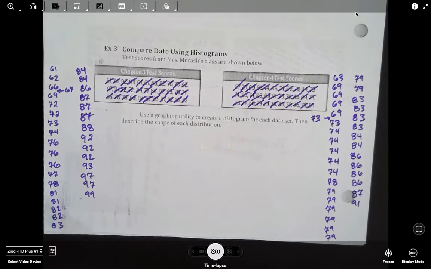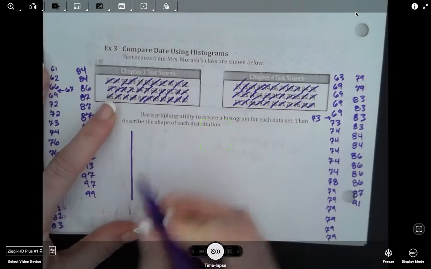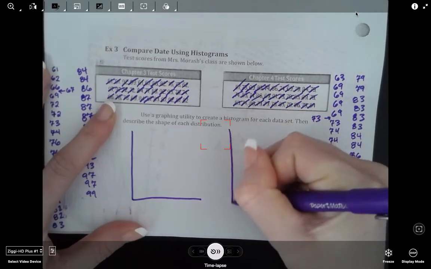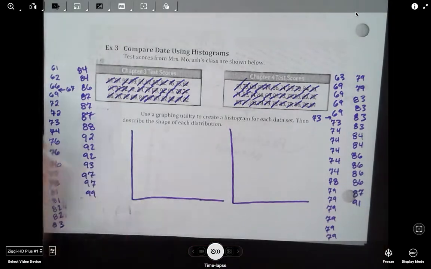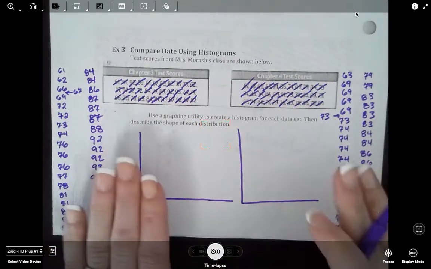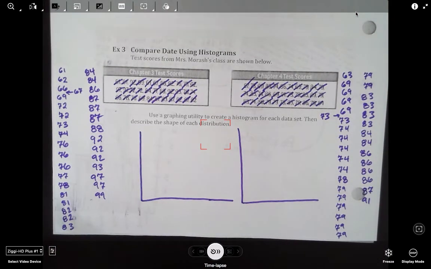And in example 3, we are comparing the 2 test scores, chapter 3 test and chapter 4 test, using a box and whisker, or using a histogram, okay? So when you compare using a histogram, you want to make sure that you have the same units going on. I don't want to label my axes different on one histogram versus the next. I want to label them exactly the same. So we've got to decide for both of our data sets what we want our ranges to be, right?